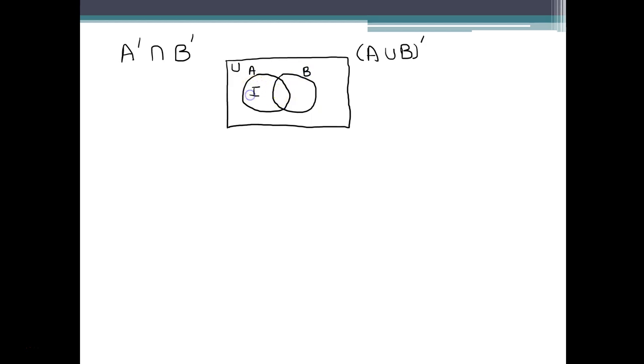I'm using Roman numerals to number it, but if you aren't comfortable with that, you can just use the numerals you're used to, the 1, 2, 3, 4. Alright, so starting with A complement intersect B complement. There's no parentheses, but complements come before intersection. So first looking at A complement. Well, the A circle has regions 1 and 2, so A complement is everything else. So in this case regions 3 and 4.